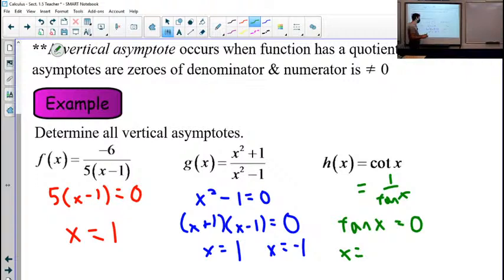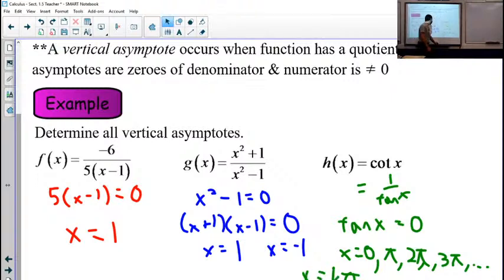Pi is 1, so is 0. Two pi, three pi, and so on. So at every pi we have a vertical asymptote for cotangent.